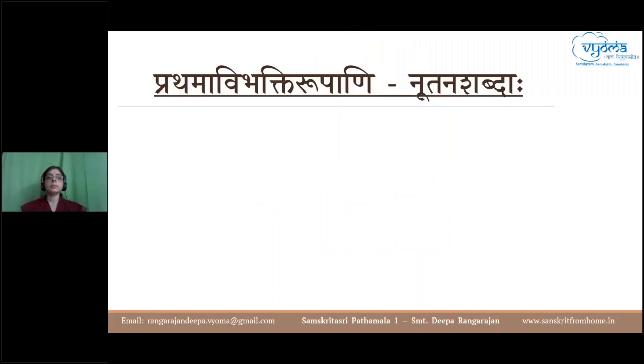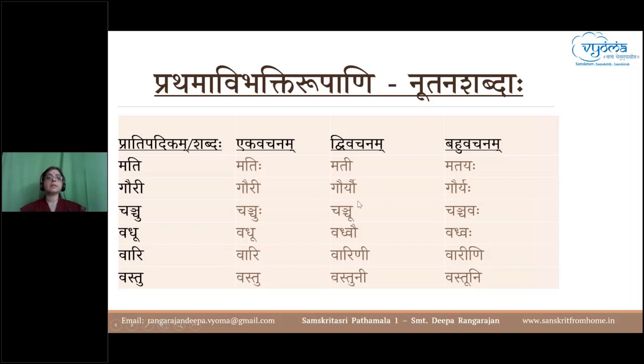So the new Shabdas that we learned last class are Mati. In Ekavachanam, Matihi, Dvivachanam, Mati, and Bahuvachanam, Matayaha. For Gauri, it is Ikaranta Shabda. Gauri, Gauryau, Gauryaha. Chanchu, Chanchuhu, Chanchu, Chanchavaha.